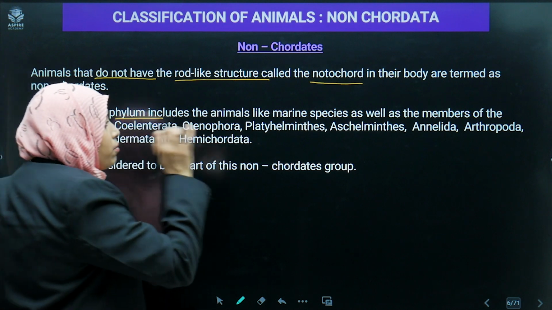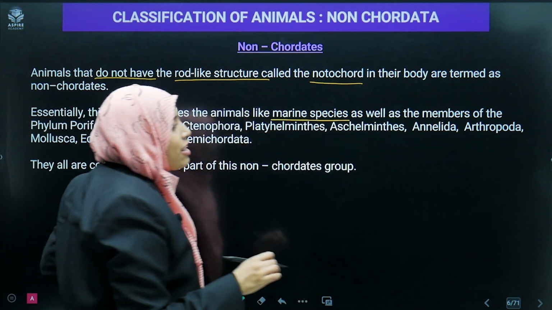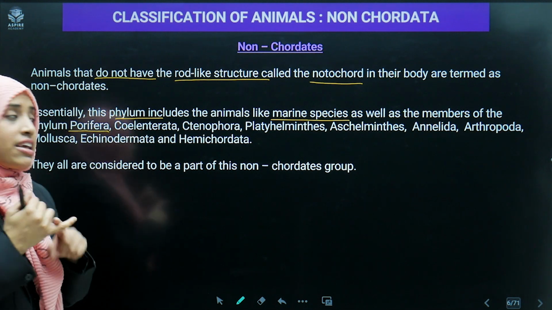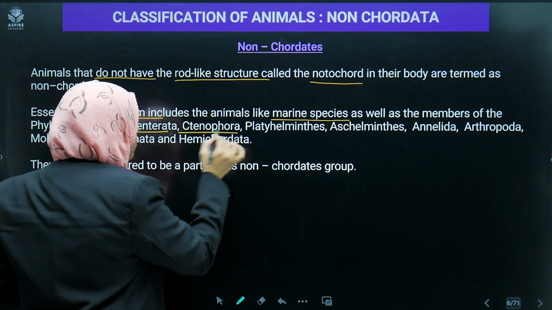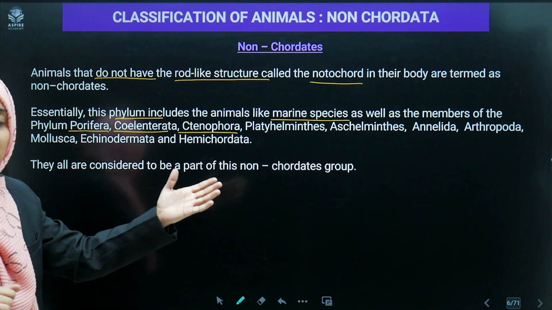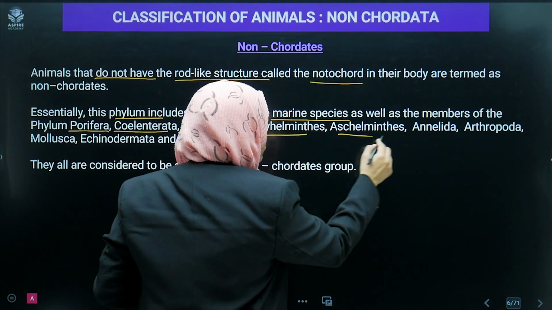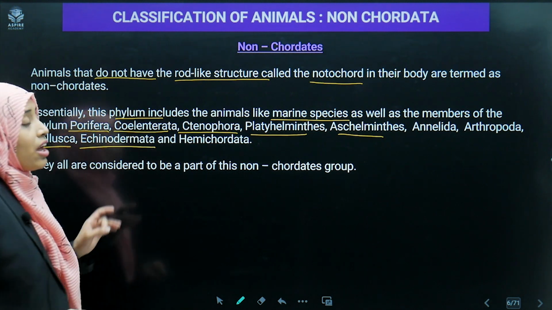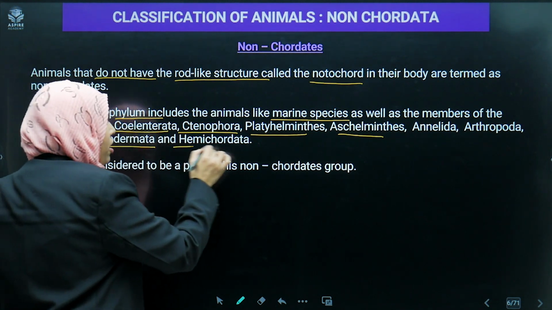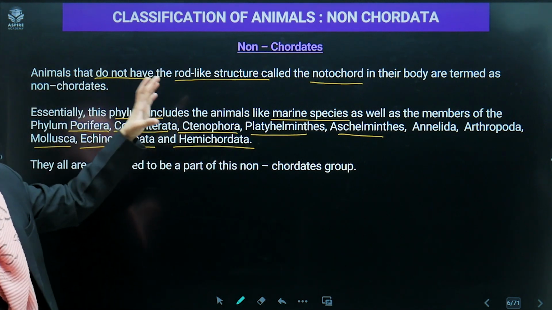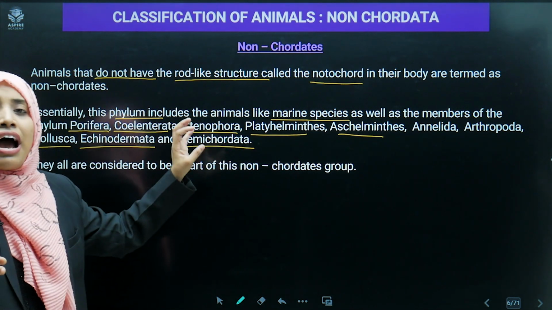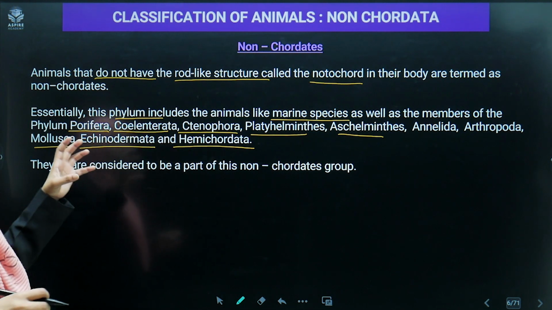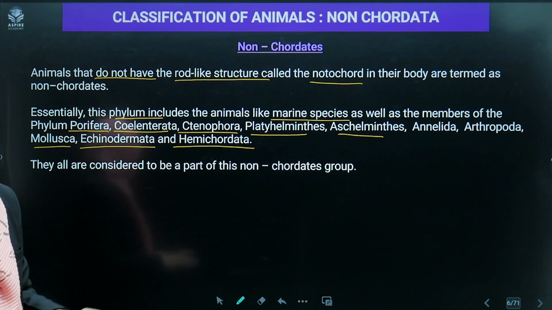Animals like marine species as well as members of the phylum Porifera, Coelenterata, Cnidaria, Ctenophora, Platyhelminthes, Aschelminthes, Annelida, Arthropoda, Mollusca, Echinodermata, and even the Hemichordata, all are among this non-chordate. Okay, means they don't have notochord or the rod-like structure. The cord-like structure is not present in them.